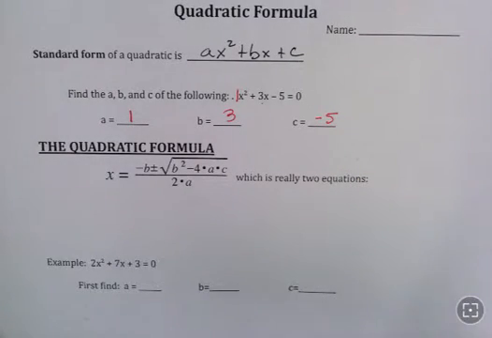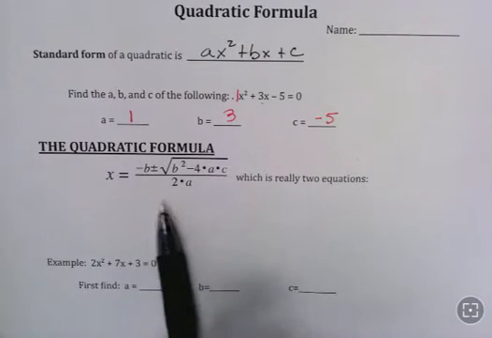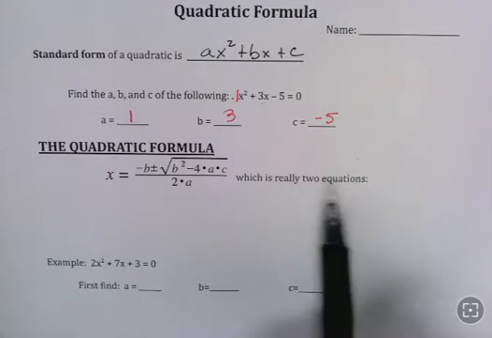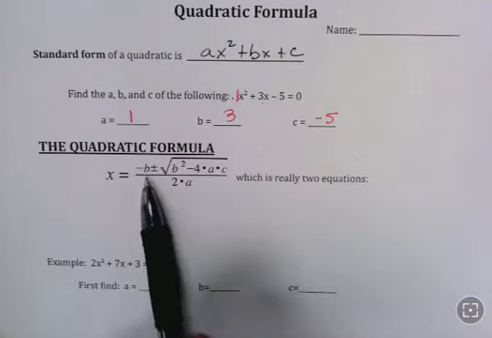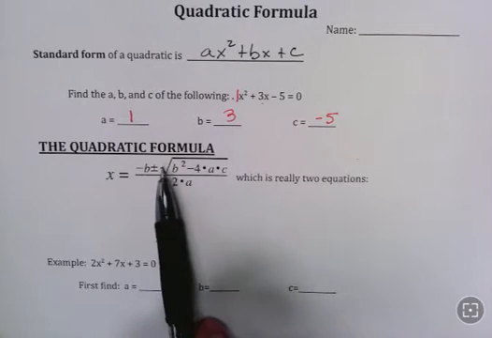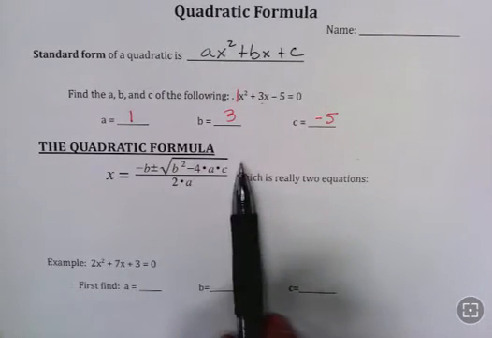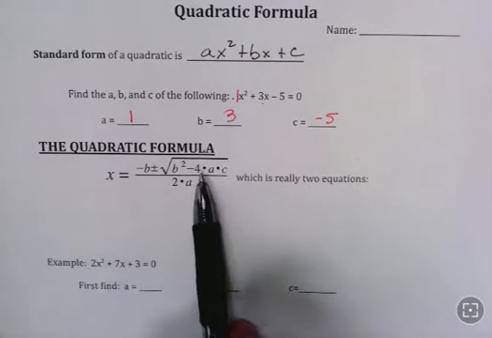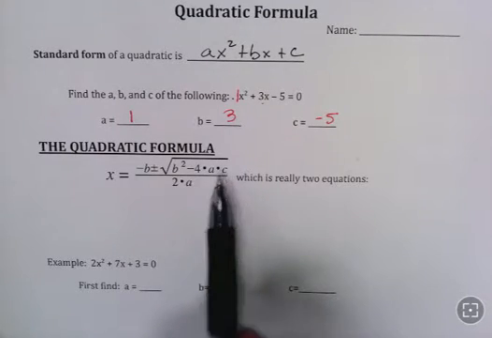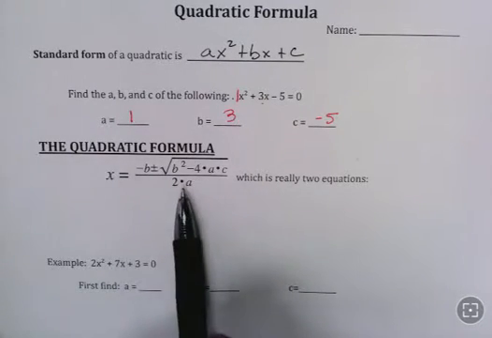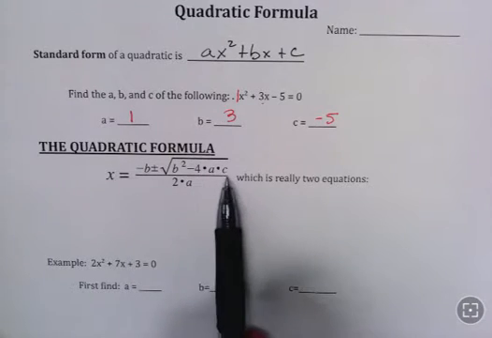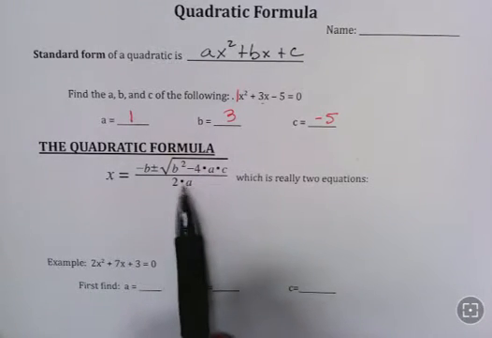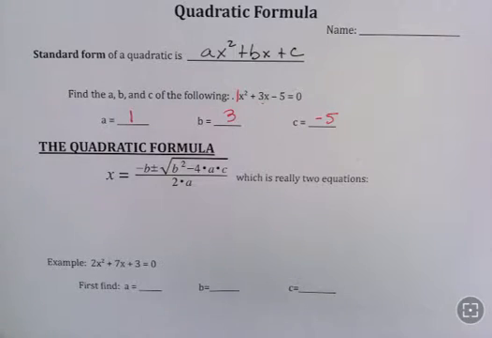Now the quadratic formula itself is this long equation, which is really two separate equations. As we look at this, it's the opposite of b plus or minus the square root of all of this work. So the square root of b squared minus 4 times a times c. All of that stuff is divided by 2a. Make sure you notice that it's this whole bar here that's being divided by this 2a. So it's really two equations, and the reason is because of this plus or minus that's right there.